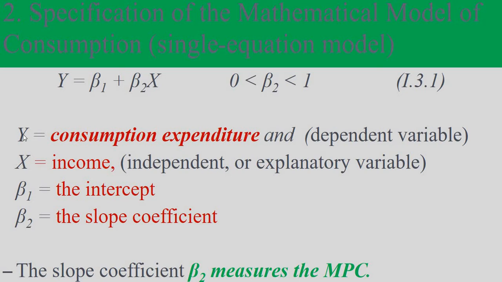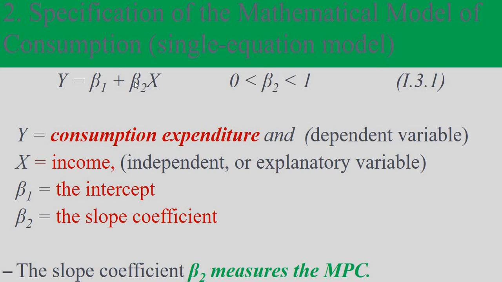Here y is the dependent variable, and beta 1 is the intercept of our curve. We'll see the curve later. Beta 2 is the slope coefficient of x. Here x is our income, the independent or explanatory variable, and y is obviously the dependent variable. So what does this parameter beta 2 say? The value of beta 2 must be between 0 and 1.